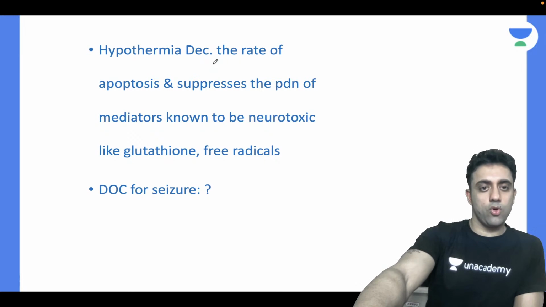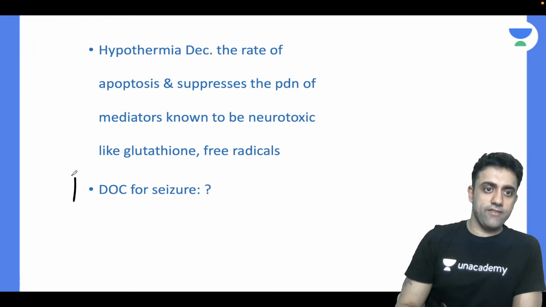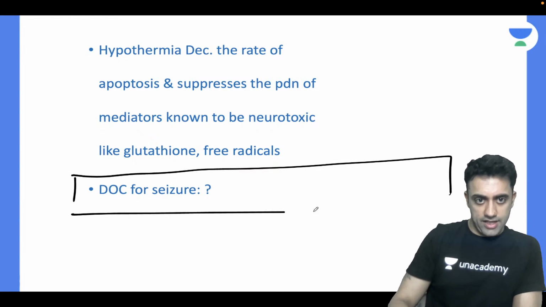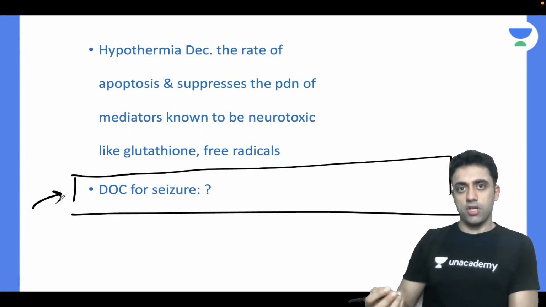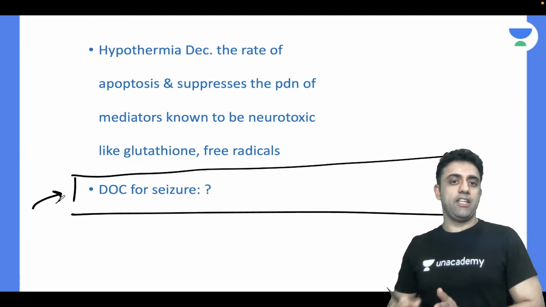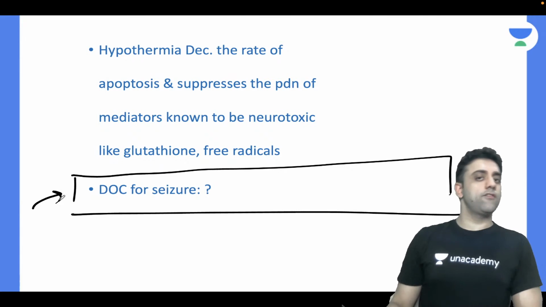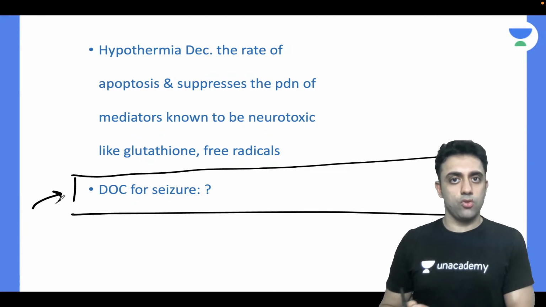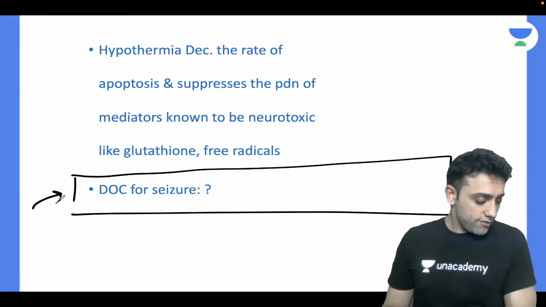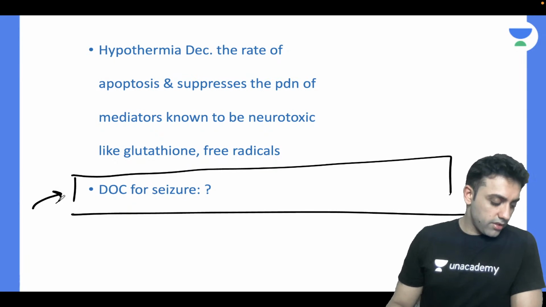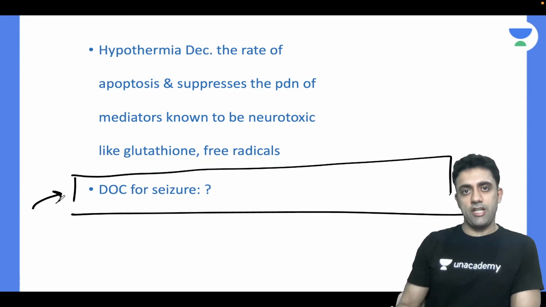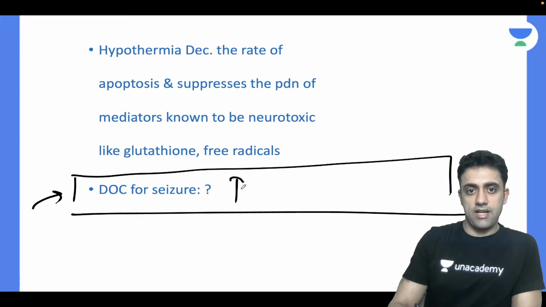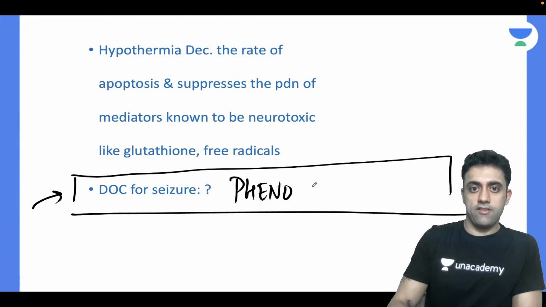That's it. Over. And the last question: what if the newborn is having seizure? If a baby who did not cry gets a seizure, what is the drug of choice? This is the last question, then the class is over. What is the drug of choice of neonatal seizures? Very good. The answer is phenobarbital.